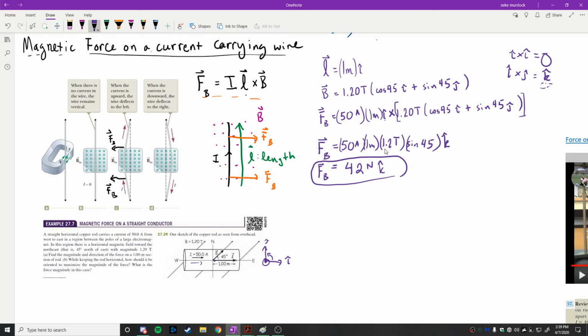It's part A. Did you guys have any questions about that? While keeping the rod horizontal, how should it be oriented to maximize the magnitude of the magnetic force? And what will the force be in this case? So how should we orient this rod to maximize the force?